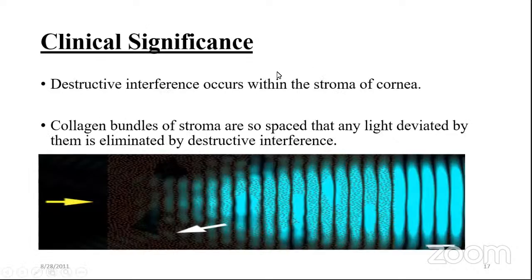In clinical significance, destructive interference occurs within the stroma of the cornea. Most of the collagen bundles of the stroma are so spaced that any light deviated by them is eliminated by destructive interference.